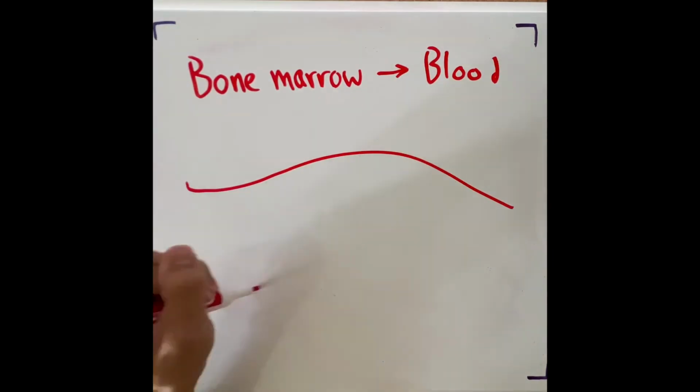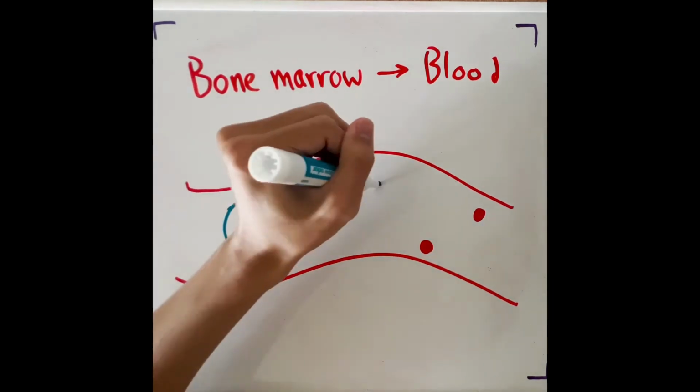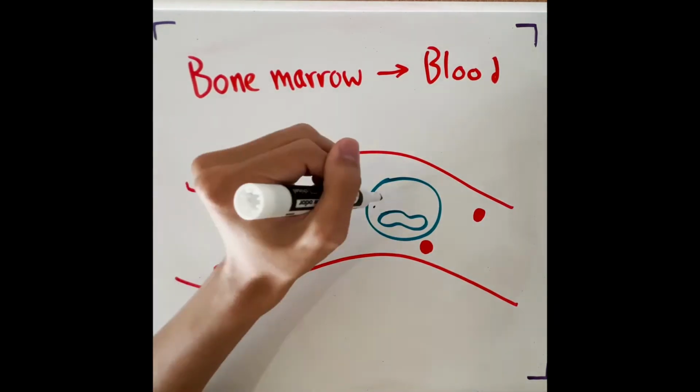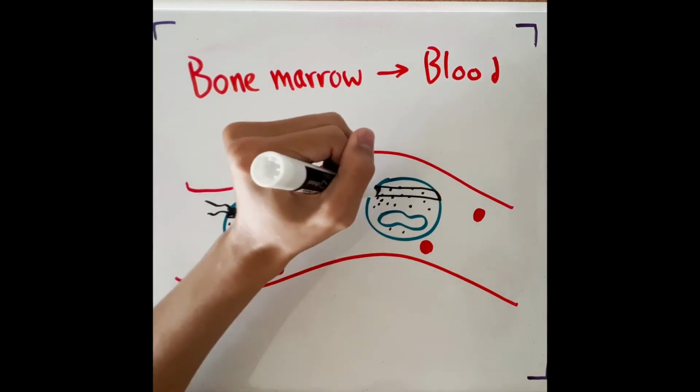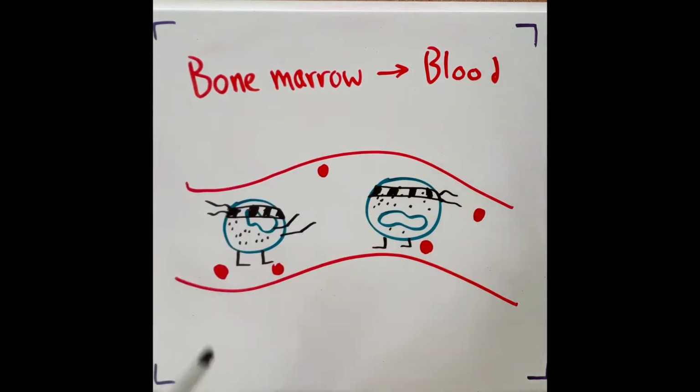Finally, the eosinophils mature as they leave the bone marrow and migrate into the blood, where they can begin their journey to fight infections as powerful cells of the immune system.